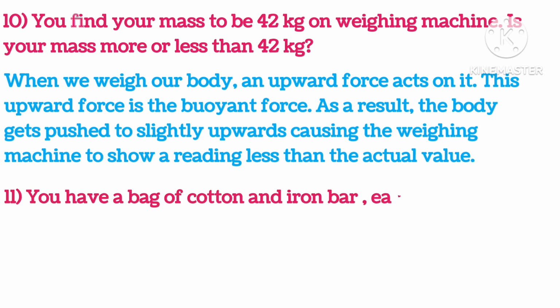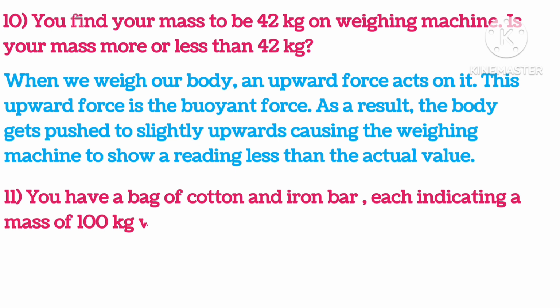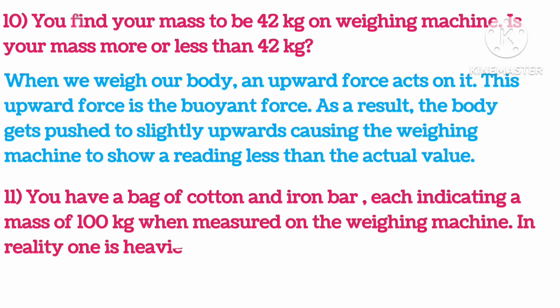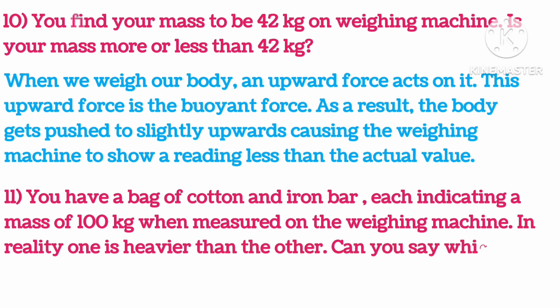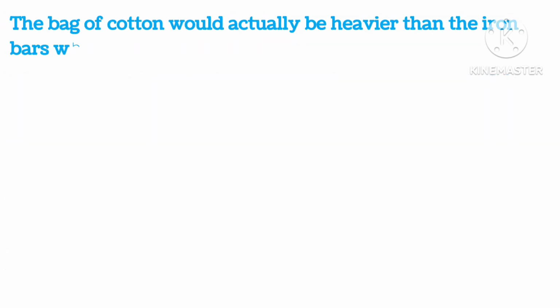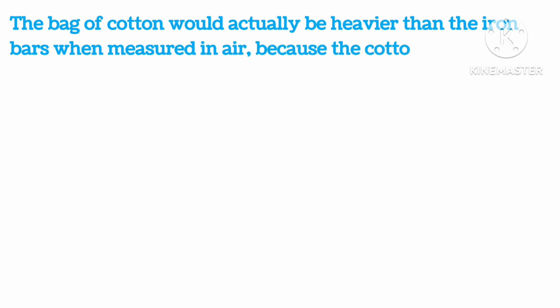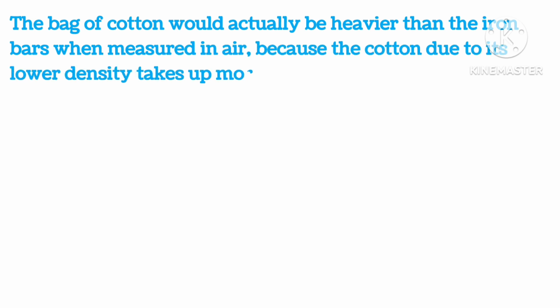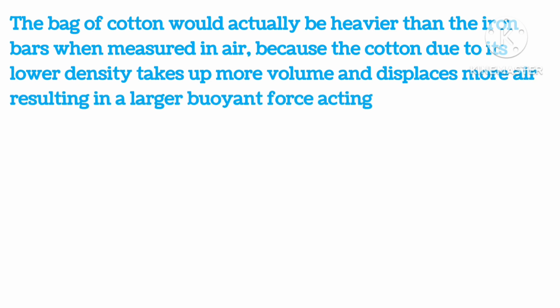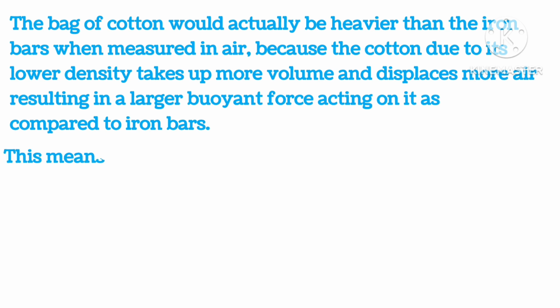You have a bag of cotton and an iron bar, each indicating a mass of 100 grams when measured on the weighing machine. In reality, one is heavier than the other. Can you say which one is heavier and why? The bag of cotton would actually be heavier than the iron bar when measured in air because the cotton, due to its lower density, takes up more volume and displaces more air, resulting in a large buoyant force acting on it as compared to the iron bar.